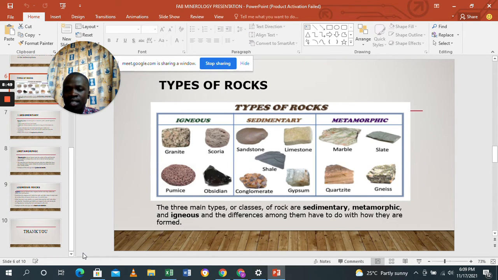There is an assignment I want to give you. Go and research, and it will be submitted online through our portal. The assignment is: describe the steps in the rock cycle. That assignment is 15 marks. Work on it and submit online. Then I will create those assignments for that homework.